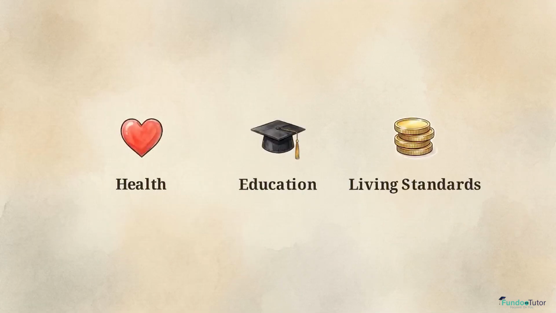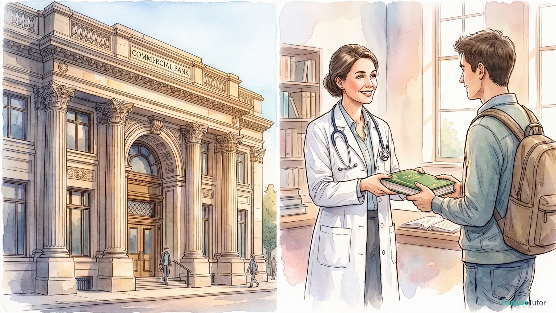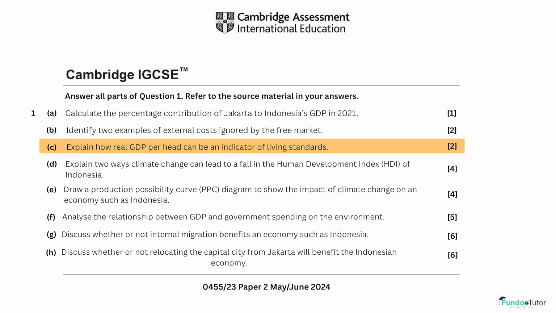By combining these three data points, we get a much clearer picture of human development than if we looked at the sheer size of an economy alone. That brings us to a crucial two-mark exam question from June 2024. It asks you to explain exactly how real GDP per head acts as an indicator of living standards.